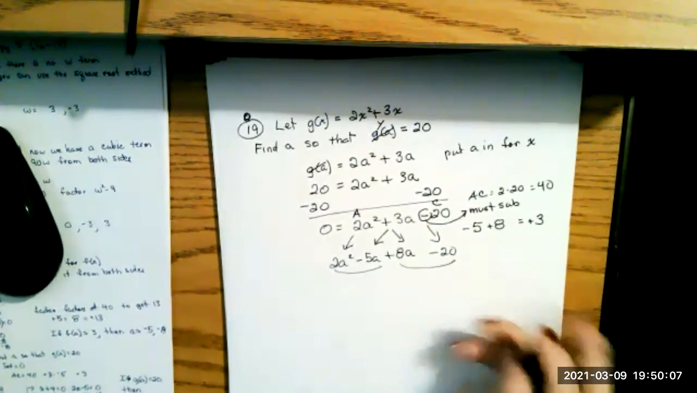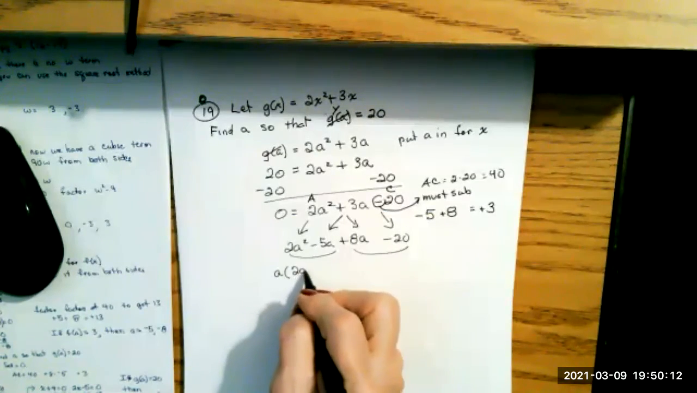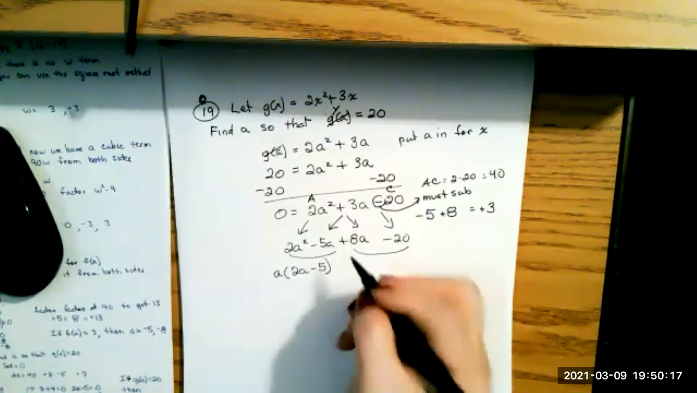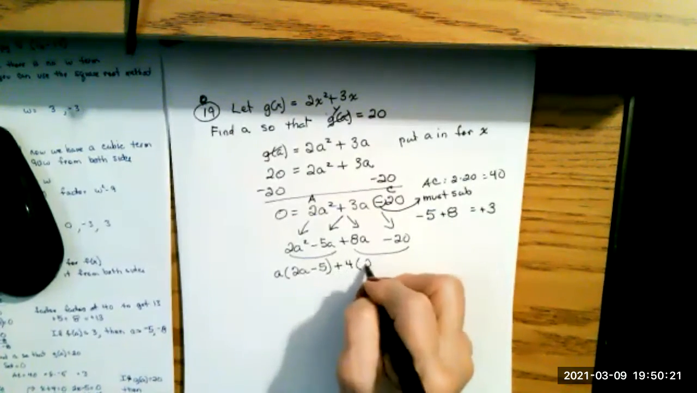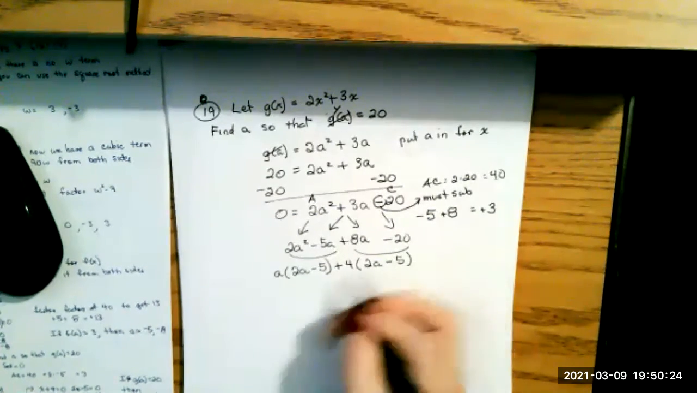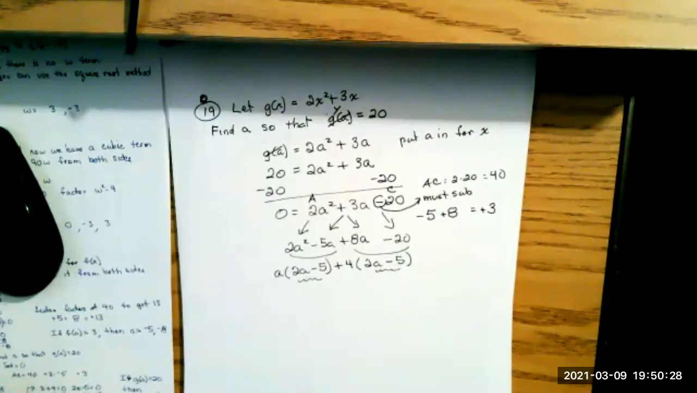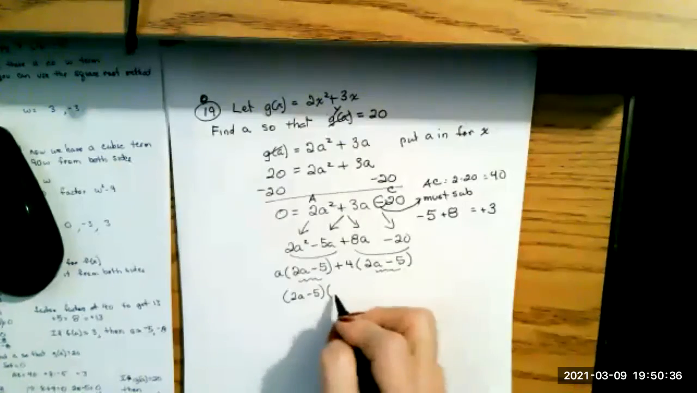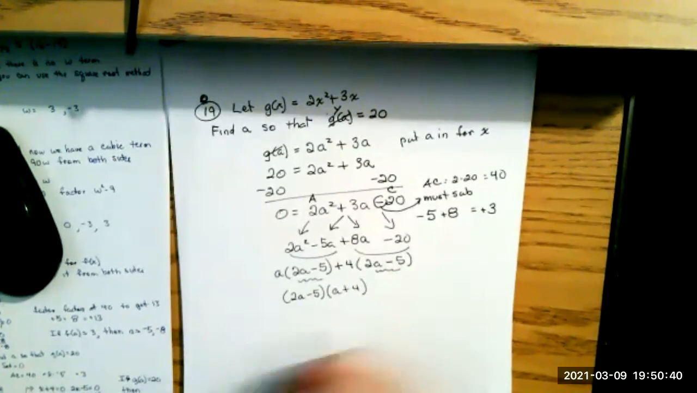So I have to group these now into 2 groups. In the first one, they have an a in common, and I have a 2a minus 5. In the second one, I have a 4 in common, and it's magic because I get a 2a minus 5. That's the same one. So I have a 2a minus 5 as my common group, and a plus 4 is the front of the other group.